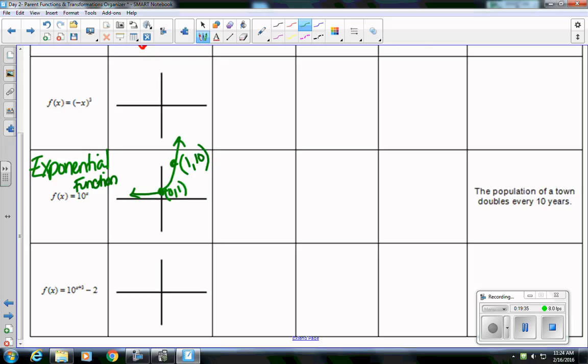Okay, so let's take a look at our domain for this function. Domain, we are talking left to right as always, and our arrows are pointing to the left towards negative infinity, and to the right towards positive infinity.